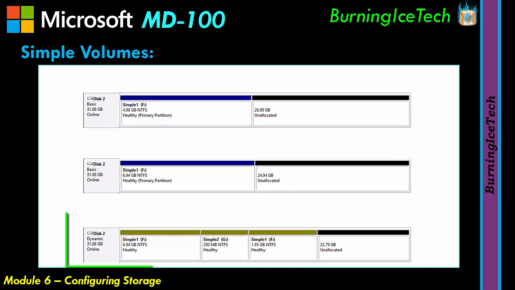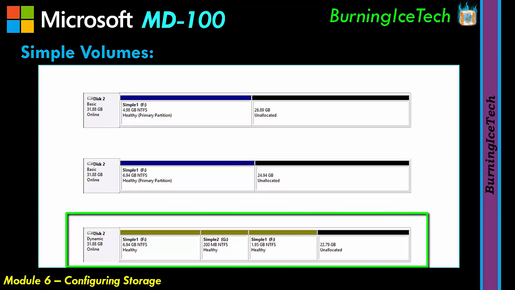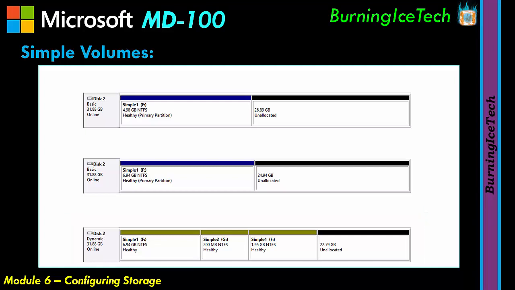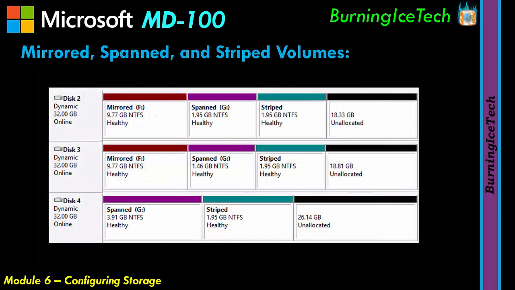Now, if you folks look at the bottom section, the last section there, way at the bottom, if extending into non-contiguous space, the disk will be converted to dynamic if it is a basic disk. Just watch out for that. Okay, so yeah, that's pretty much simple volumes, folks. Let's have a bit of a look at mirrored, spanned, and striped volumes.